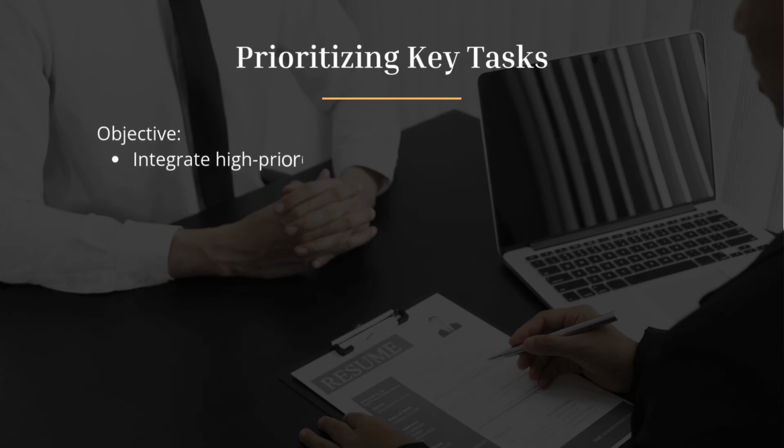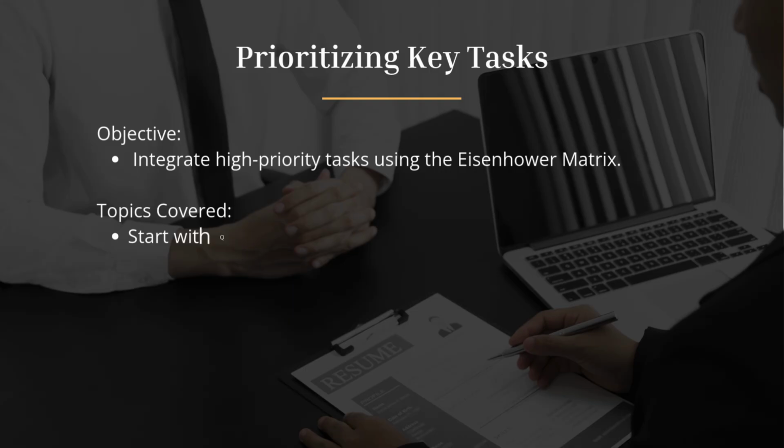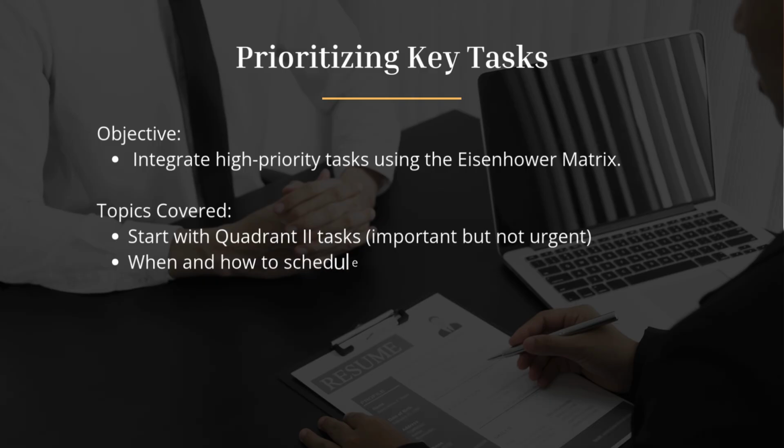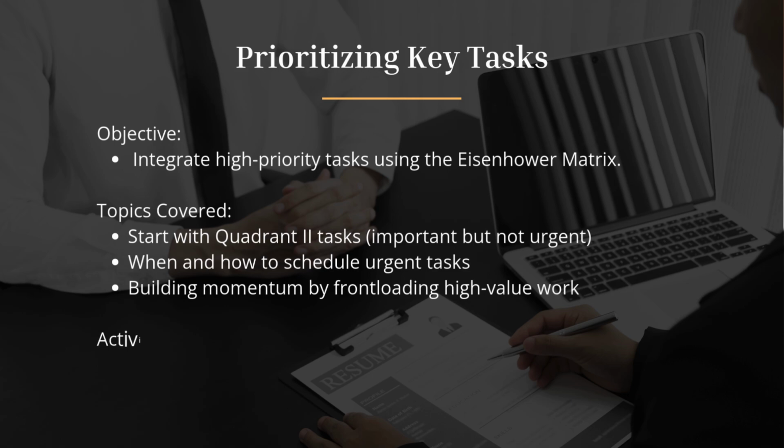Prioritizing key tasks. Objective: integrate high-priority tasks using the Eisenhower matrix. Topics covered: start with Quadrant 2 tasks, important but not urgent. When and how to schedule urgent tasks. Building momentum by front-loading high-value work.